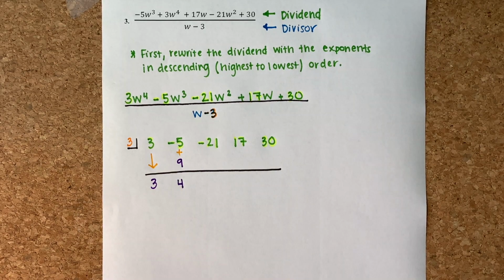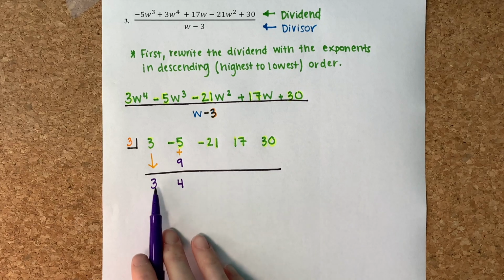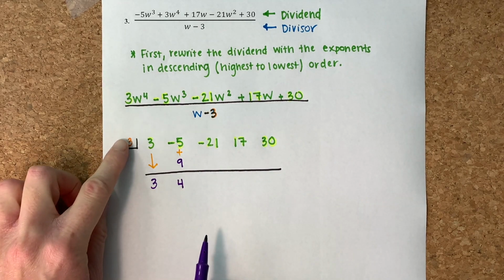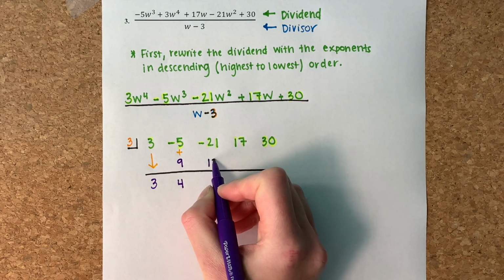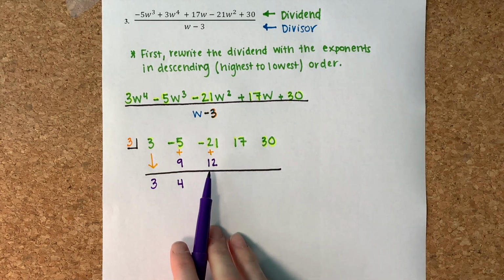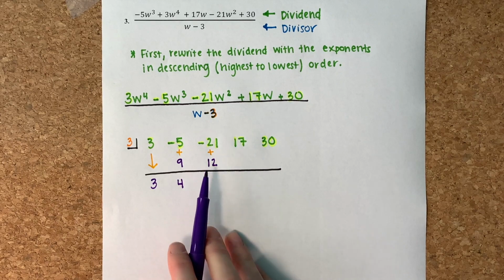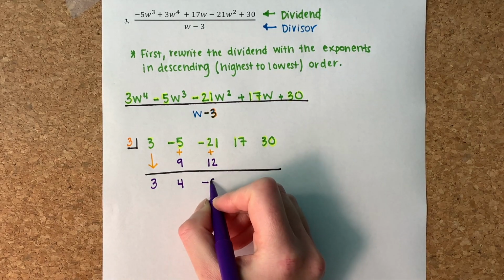Now that we've added, we go back to multiplying, and we always multiply the numbers below this black line by this orange number here. So we'll take 4 times 3 to get 12, and we put our answer here. Then we always add the numbers in the columns. So if we add -21 plus 12, we get -9.